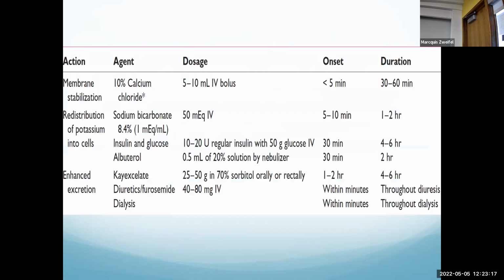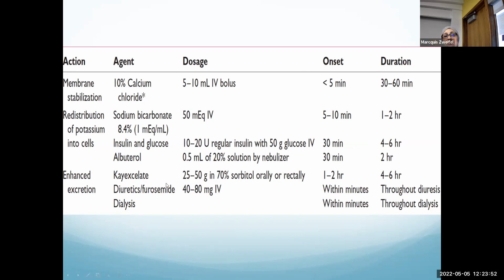Okay, very good. This is just a guide, but in general, when you do membrane stabilization, when you give them calcium gluconate, it works very quickly, but it doesn't last that long. Something like sodium bicarbonate also works quickly and lasts a little longer, but if you are giving insulin glucose, that's not going to work instantaneously. That's why we give all these things together. There's a thinking behind it.